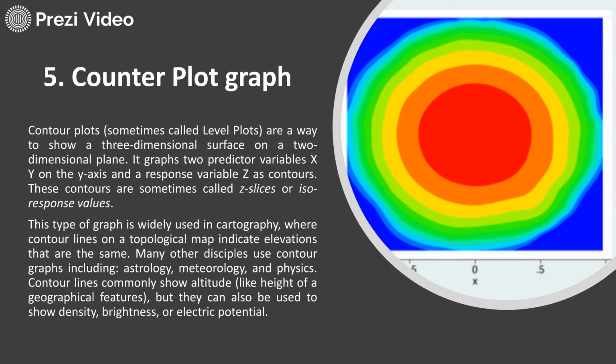So this type of graph is widely used in cartography, where contour lines on the topographical map indicate that elevations are the same. So my dear students, you have one variable on the x-axis, another variable on the y-axis, and you record the response in terms of variable z, which is represented through different color intensities. So this type of graph is widely used in astrology, in meteorology, and in physics. These lines commonly show the altitude, sometimes the height of a geographical feature, or they can also be used to show densities, brightness, or electric potential.